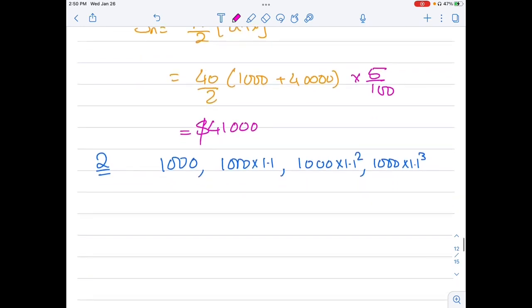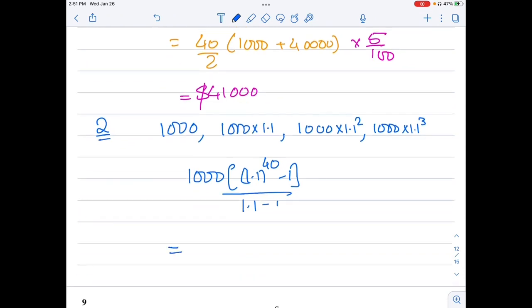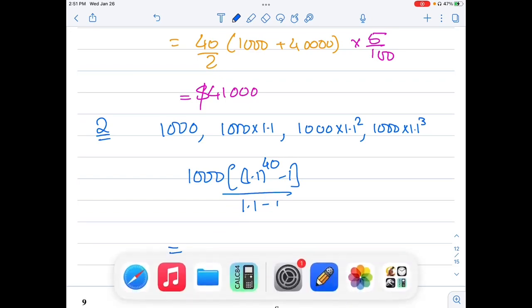Model 2, it is a geometric progression. So the formula will be a times r to the power of n minus 1 by r minus 1. n is nothing but how much? 40. Then again, we have to simplify this one. This simplification is somewhat complicated, so we can use the calculator over here.